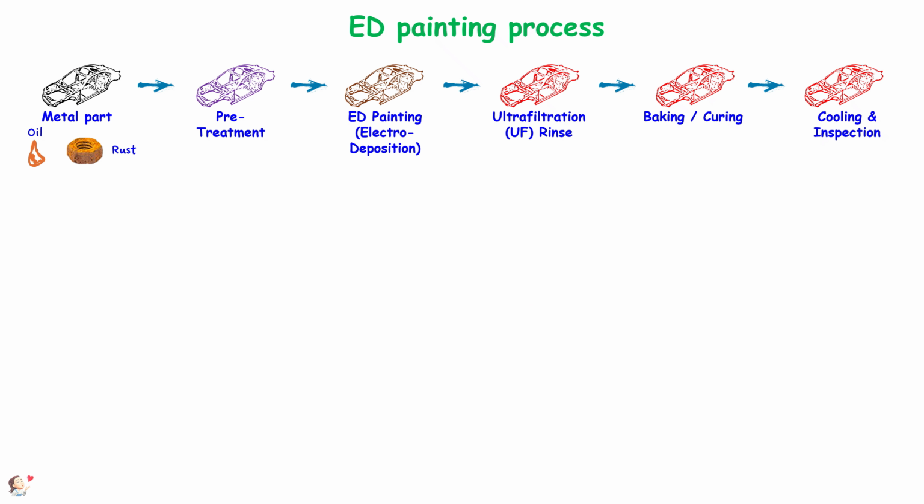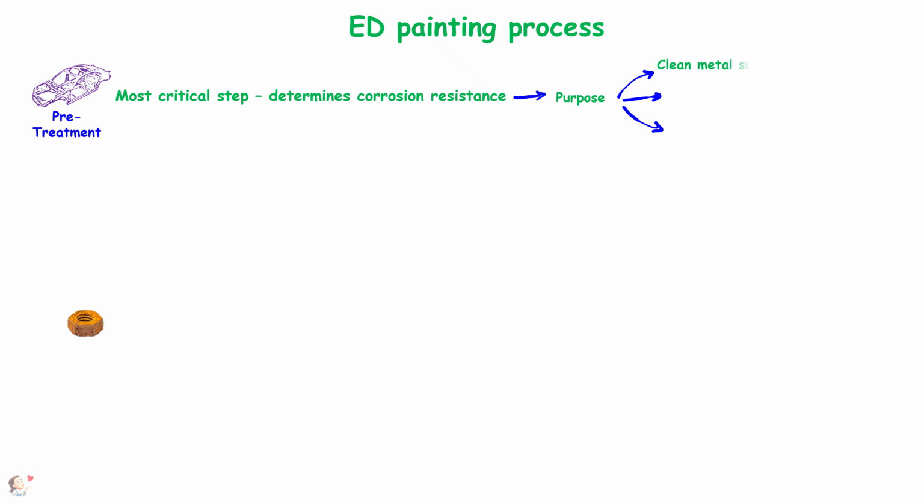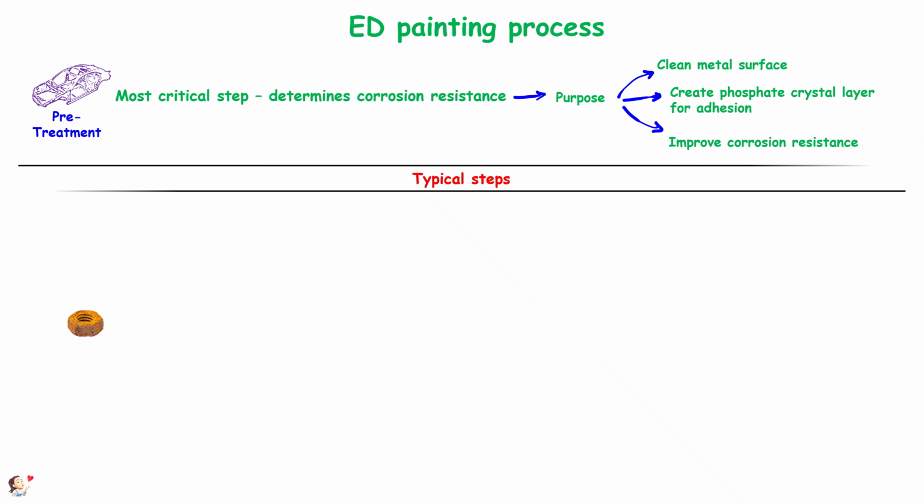So, I have explained the oil and rust removal step. Now I will move on to the next step. Step 1. Pre-treatment. This is considered the most critical step, determining corrosion resistance. Generally, it aims at 3 main goals: cleaning the metal surface, creating a phosphate crystal layer for adhesion, and improving corrosion resistance. More specifically, it consists of several smaller steps, which I will share as typical steps below.